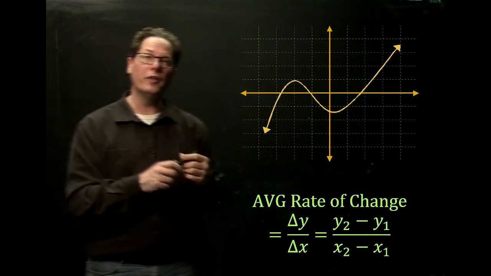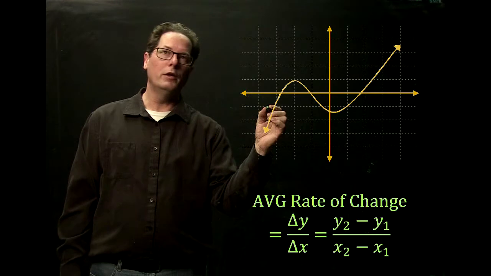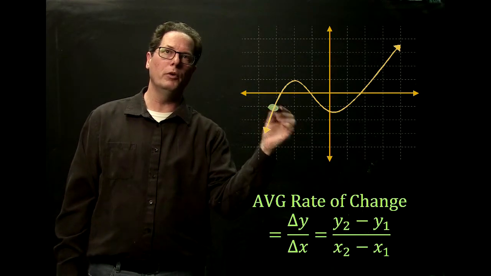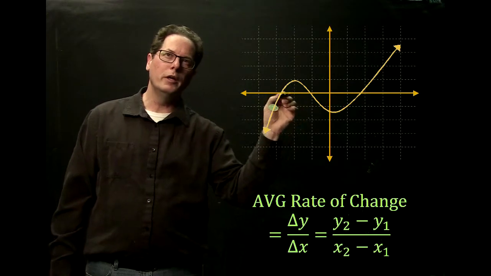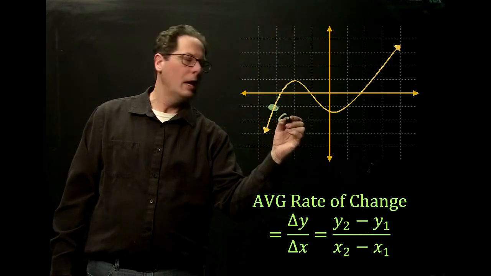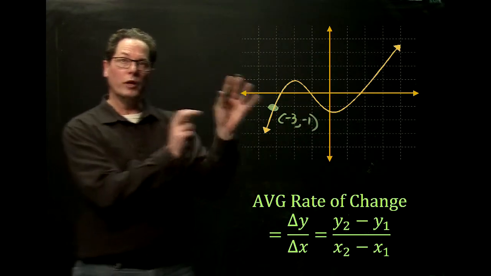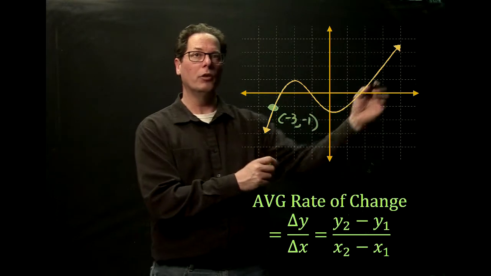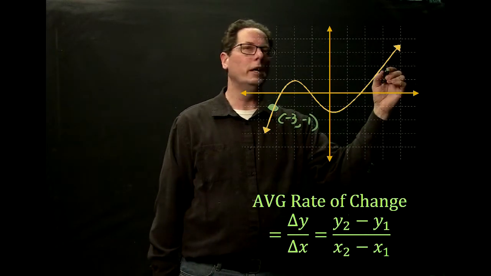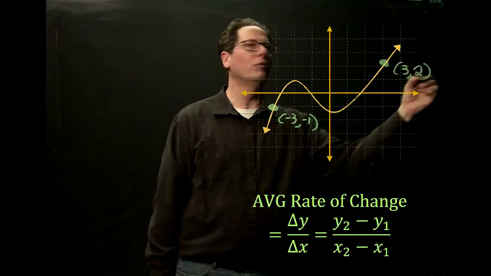So we have this term we call the average rate of change. Now the average rate of change, you need 2 points. So let's pick this point right here. If you notice, this point is -1, -2, -3. This is -3, -1. So here's a point on the function. Now you need another point. So let's go up here to 3, 2.